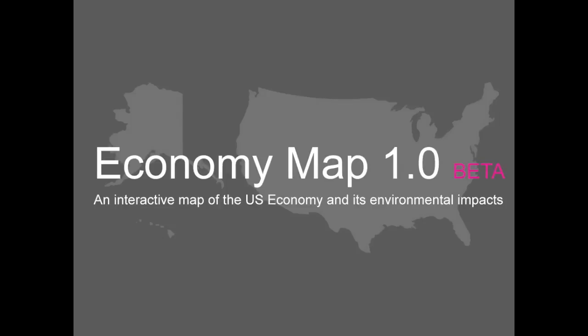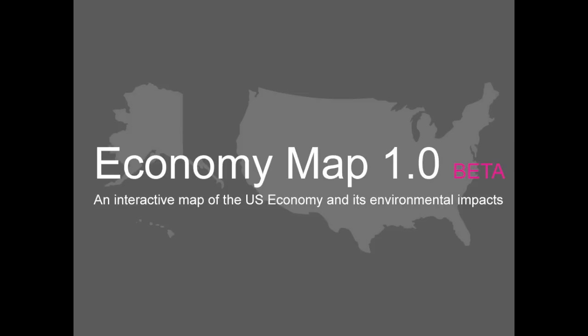Welcome to Economy Map. Almost every activity in a modern industrial economy causes some environmental impact. Some activities cause direct impacts, like cutting down trees, whose loss damages forest ecology, and some activities cause indirect impacts, like operating office buildings whose electricity comes from power plants that release toxic emissions to air, water, and soil.